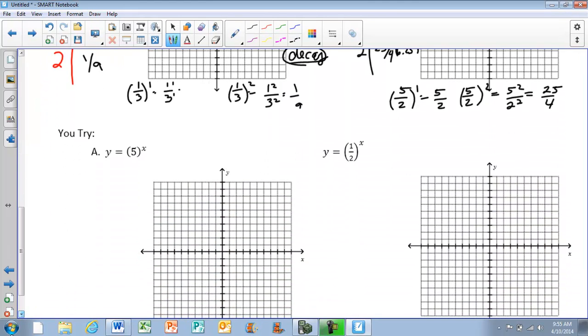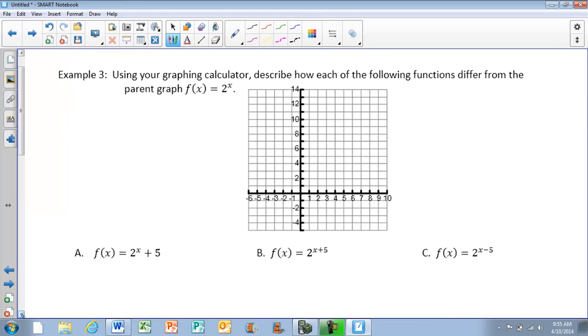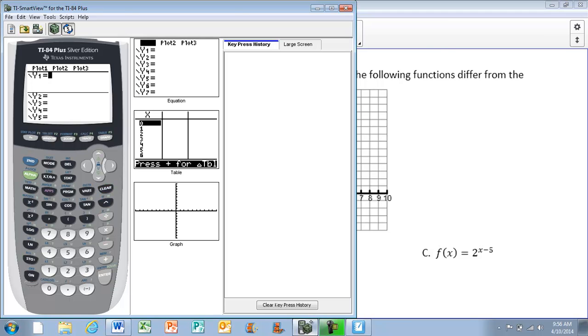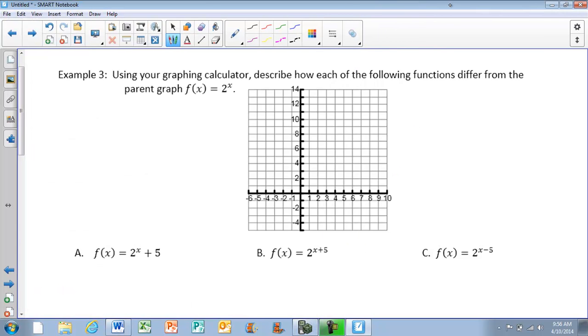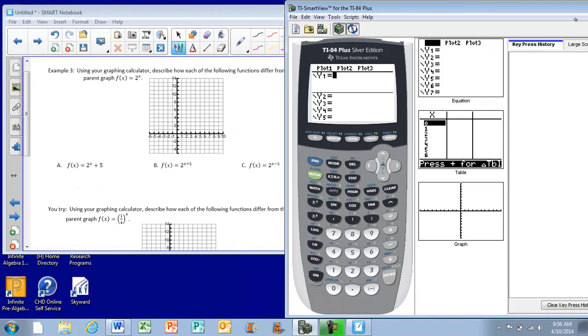Alright, these next two you're going to do in class. Switch over to the last example. Now take out your graphing calculator, you're going to need that for this one. Using your graphing calculator, we want to describe how each of the following functions differ from the parent graph of 2 to the x. Let me position this over so we see both.